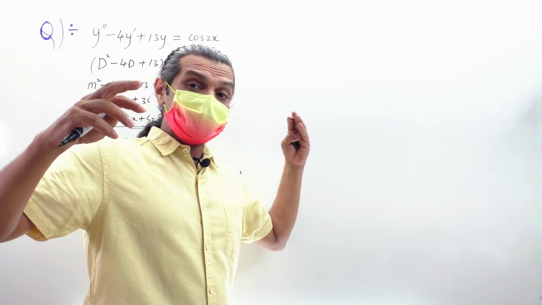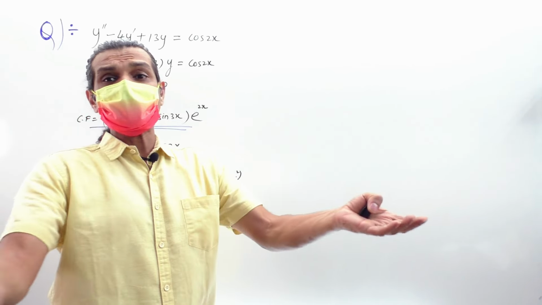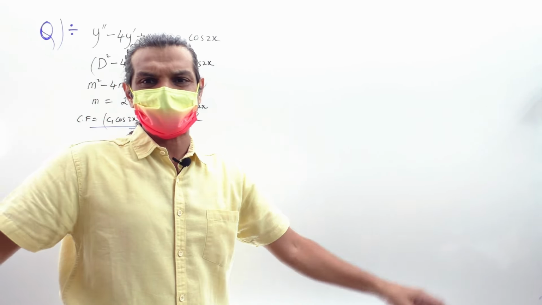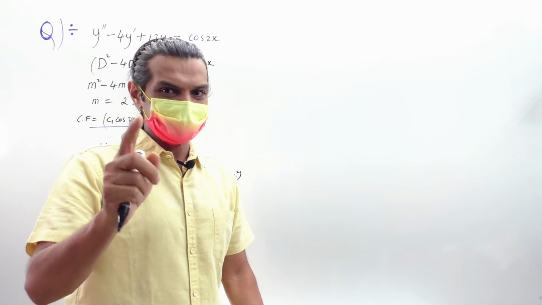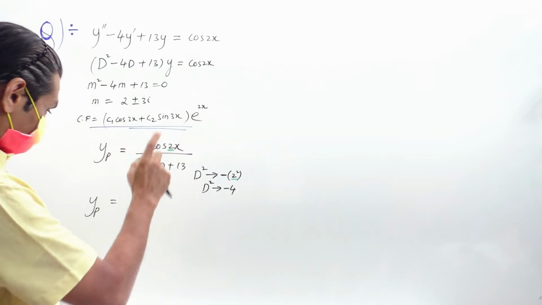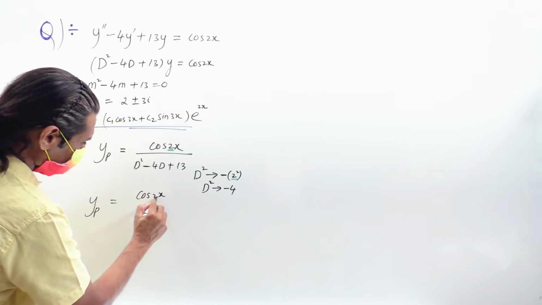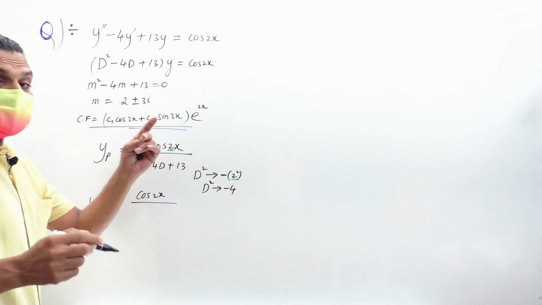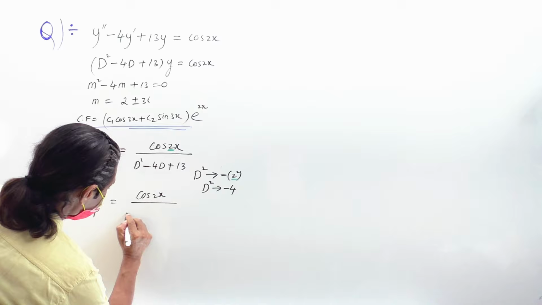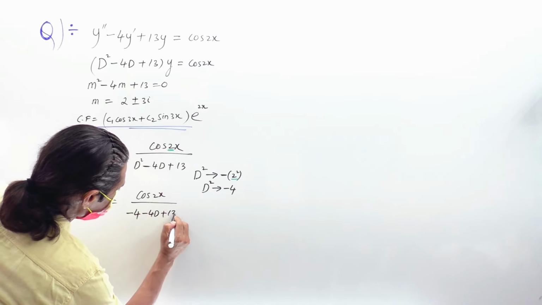Here is where students get confused. They'll write D square is equal to minus 4, they take minus 2 and they'll do everything wrong. Don't do that. Here you are following me to get the complete marks. Okay. Now yp is equal to cos 2x whole divided by, in place of D square put minus 4. See how I am writing it clearly: minus 4 minus 4D plus 13.